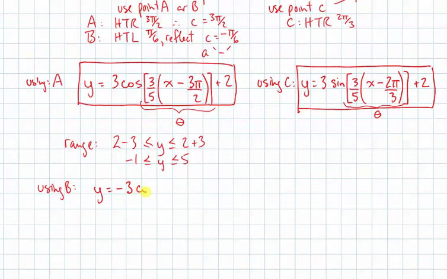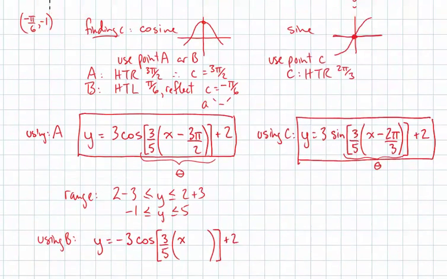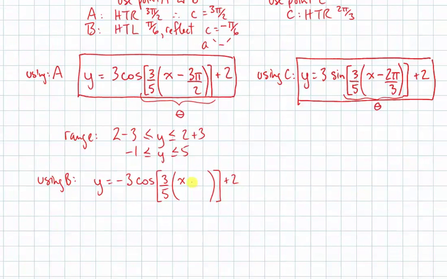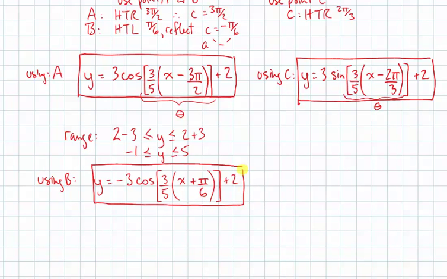It's cosine because I'm working with extreme values, max or min. The period is unaffected, so the b value is unaffected. The vertical displacement's unaffected. My input's still x. But if I'm working from B, it moved to the left by pi by 6, so I'm going to write plus pi by 6. So all of these equations should be equivalent to each other.